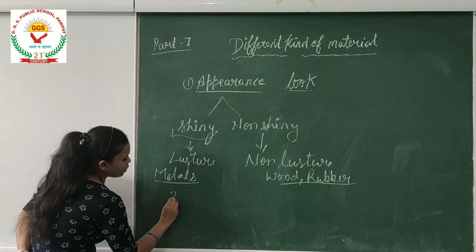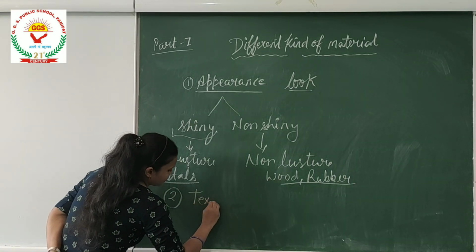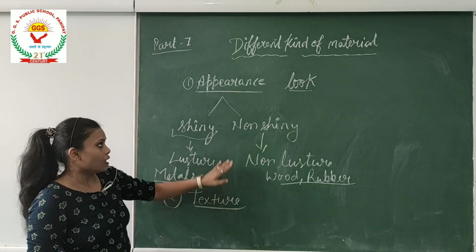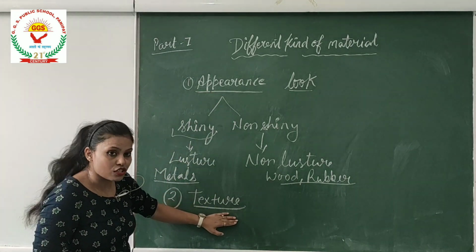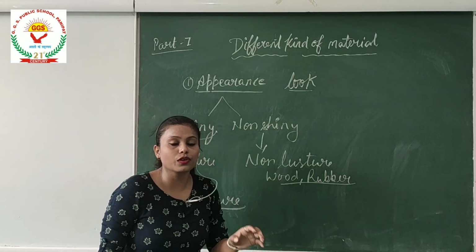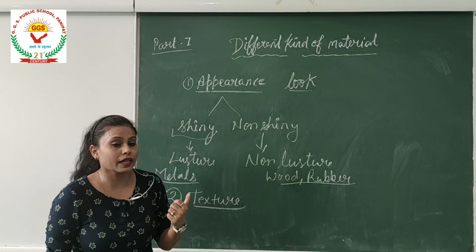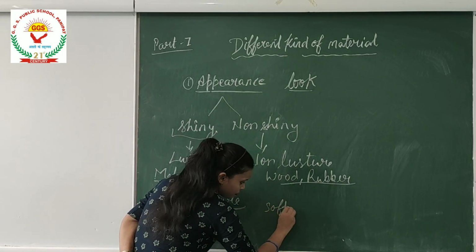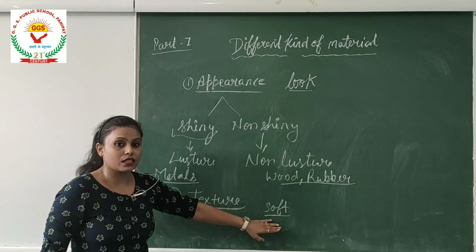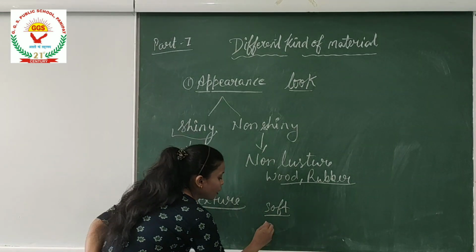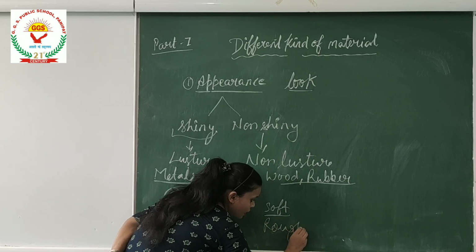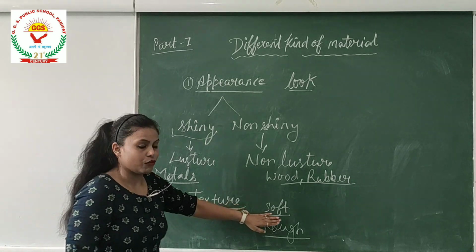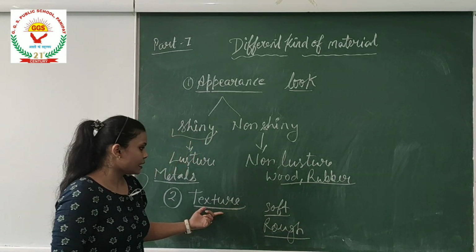The next property of the material is texture. What is texture? After appearance, we touch the object. When we touch the object, we feel something. What something? Like if we touch silk, we feel soft. But when we touch sandpaper, we feel rough. That is known as texture. The touch or feel when we touch the object is known as texture.